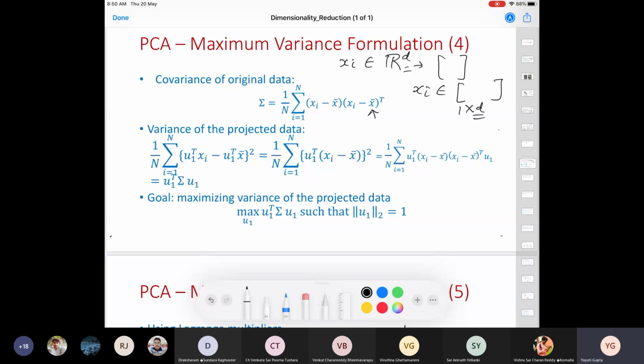Now, for simplicity's sake, let's make one change. We'll ensure that each data point is now represented as a row, and each row has d such features. So we can use this notation consistently in our subsequent slides. Our goal is to maximize our variance along this new dimension u1, along which we are trying to maximize the variance of our projected data.